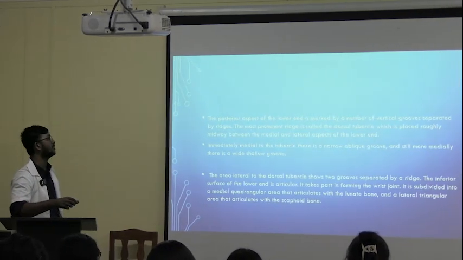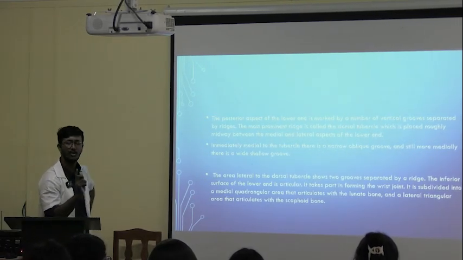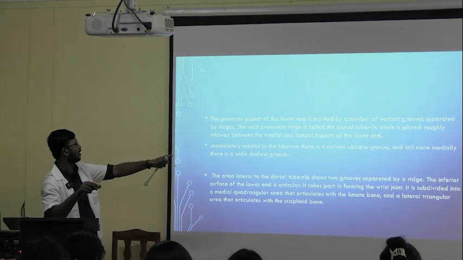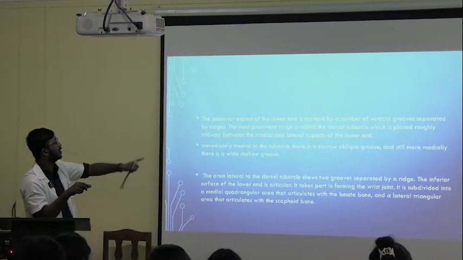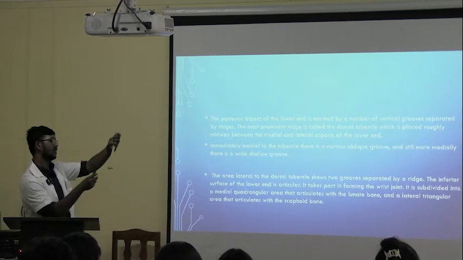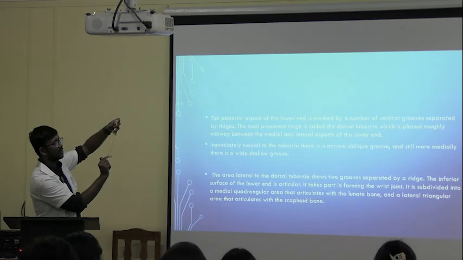The posterior aspect of the lower end is marked by a number of vertical grooves. This thing is not important. There is only one groove which is important, the dorsal one, a narrow oblique groove, and the dorsal tubercle, like I have written somewhere. See, this thing is important. This is the main thing here. This sharp part is known as the dorsal tubercle.